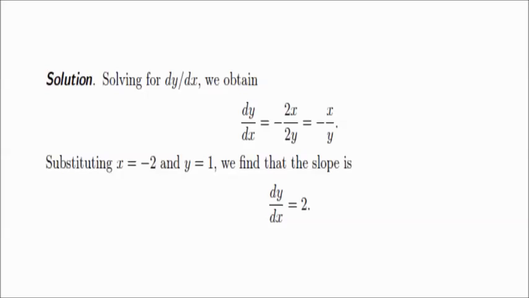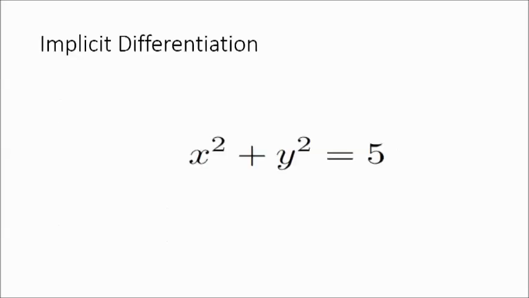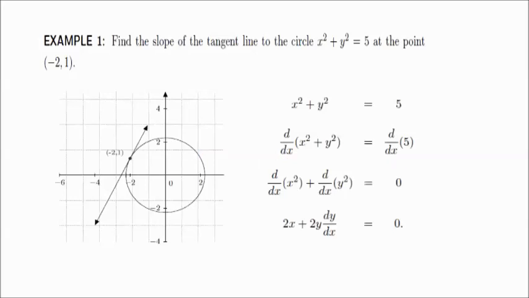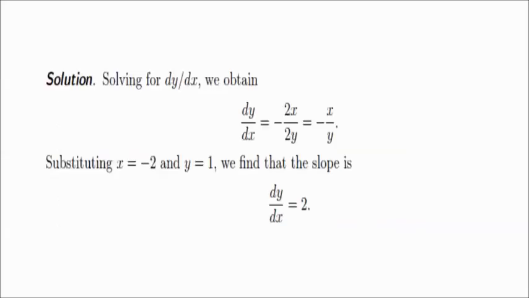Kasi nga, this is implicit differentiation. So hindi siya nakaayos in terms of y lang or in terms of x. So meron lalabas dyan, possible na y. Ngayon, we have values for x and y, which are negative 2 at saka 1. So just sub yung mga values na yon.